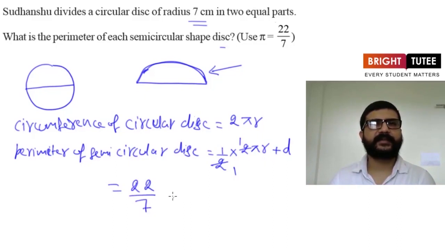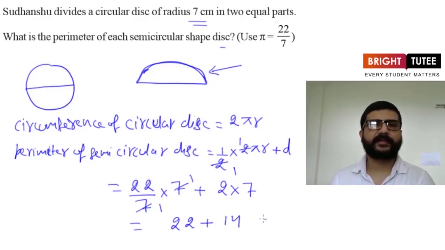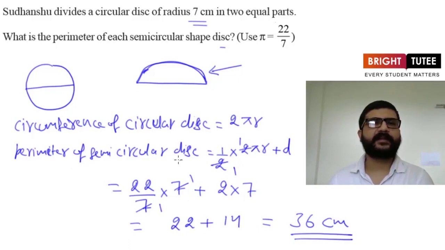So this will be 22 upon 7 into r. r is 7 centimeters. So it will be 22 upon 7 into 7, plus d, and d will be 2 times r, which is 2 into 7. Now we can simplify this. 7 and 7 will be cancelled out from here. So we are left with 22 plus 2 into 7, which is 14. Now 22 plus 14 is 36 centimeters. So therefore the perimeter of the semicircular disc is 36 centimeters.